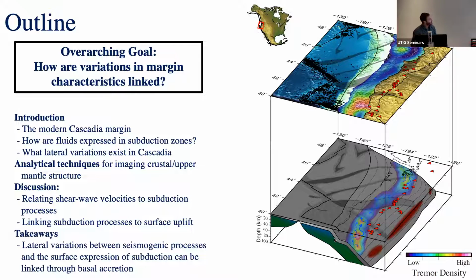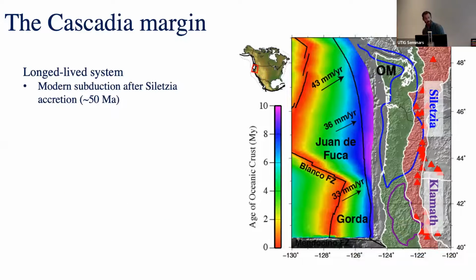All right, so the Cascadian margin as we see it today has been operating for about the last 50 million years after the accretion of the Siletzia terrane, shown by this blue polygon on the overriding plate. So this is what we think is this over-thickened oceanic plateau-like crust that was accreted onto the margin of North America. So a relatively long-lived system, 50 million years is plenty long enough to develop a more mature subduction zone.